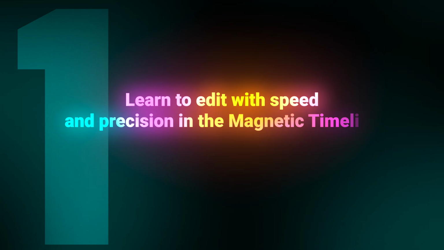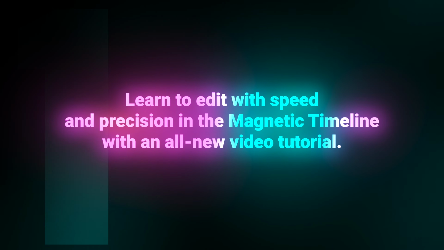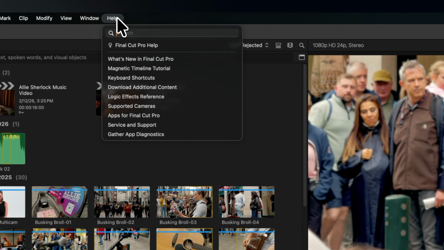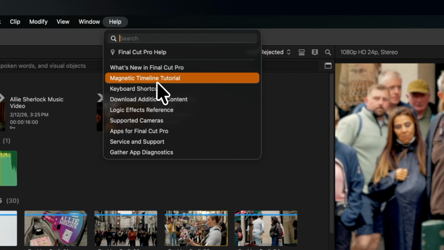The first addition is that you can now learn to edit with speed and precision in the magnetic timeline with an all-new video tutorial. To locate this new video, all you need to do is go up to Help, then go down to Magnetic Timeline Tutorial. That being said, if you are a subscriber to my YouTube channel, you wouldn't even need this video because I've talked so much about the magnetic timeline already. But jokes aside, it's actually an excellent tutorial for anybody who's just getting started with Final Cut Pro.